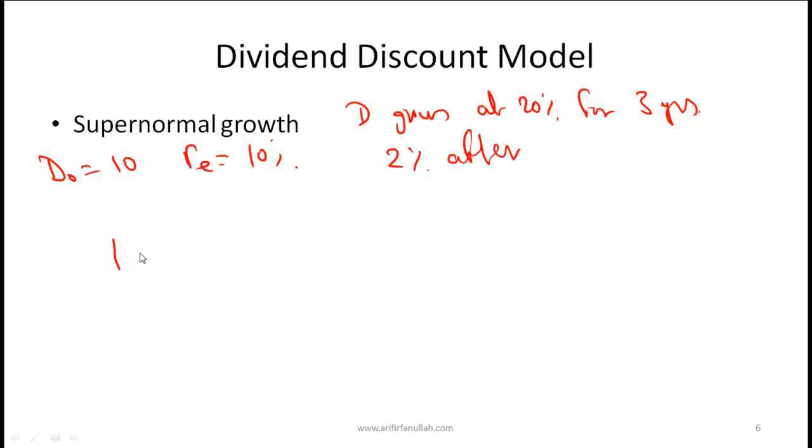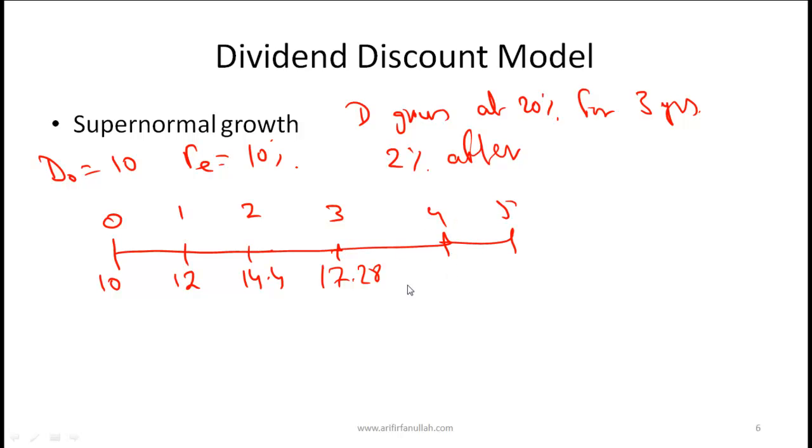The first thing that we do is create a timeline. So at time 0 we have a dividend of 10. At time 1, since this is growing at 20%, we have 12, and then at time 2, 12 is growing by 20%, so we have 14.4. And then at year 3, so remember for 3 years we are growing at 20%, so at the end of year 3 our dividend will be 17.28. And after that we are growing at a constant rate of 2%.